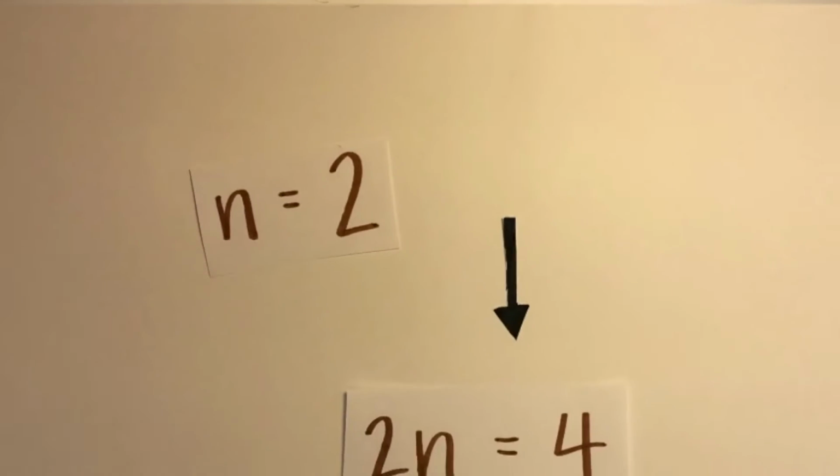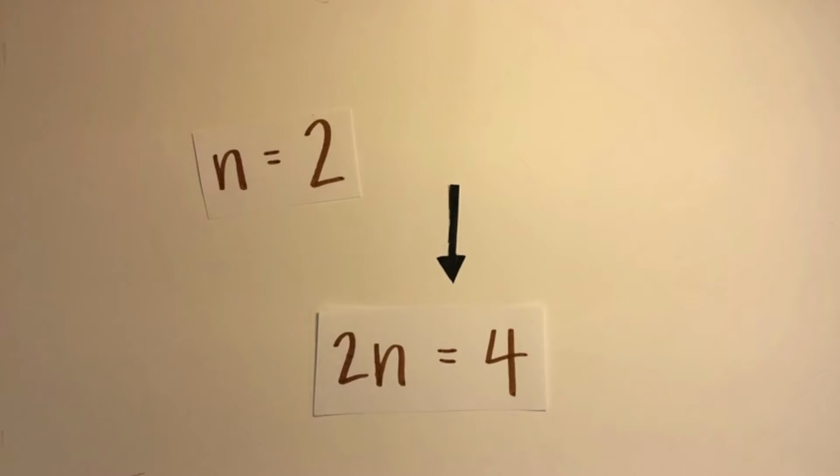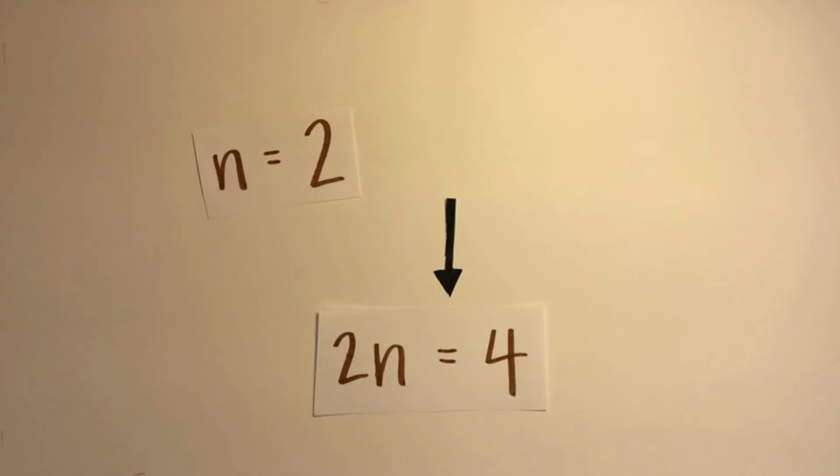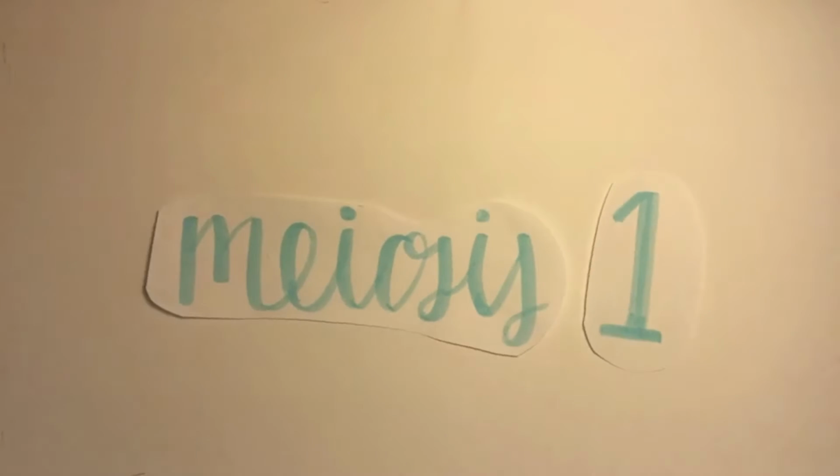Now the cell can be described as n equals 2, as it has two sets of chromosomes. This means that 2n is equal to 4, showing that with two sets of chromosomes, there are 4 individual chromosomes. Now we begin our journey through meiosis.